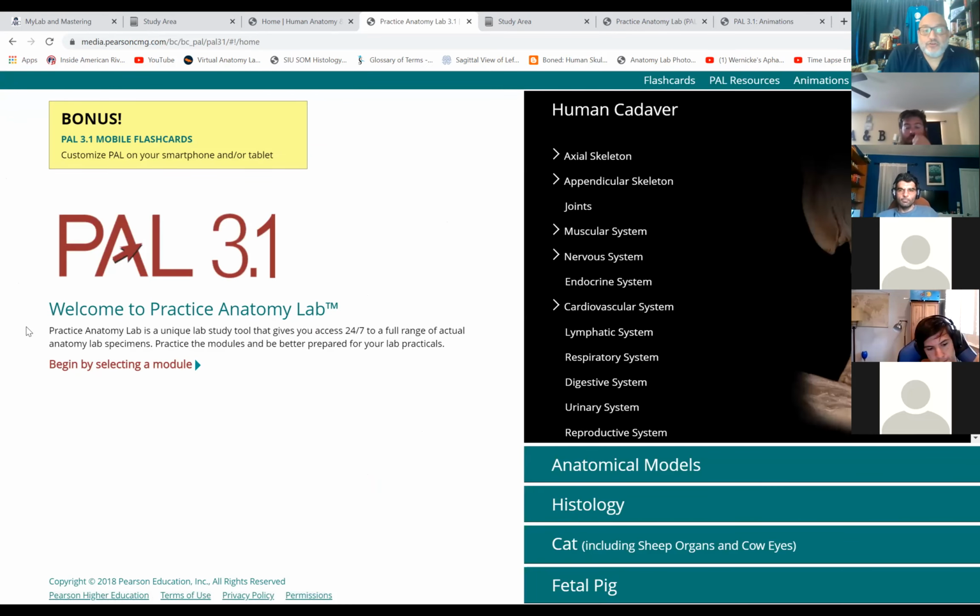You paid good money for these resources. Make sure you're taking advantage of them, because the point is to help you to be successful. So again, notice right here from the start of the PAL, mobile flashcards allow you to customize it and download it to your smartphone or tablet. Great resources here that if you haven't been taking advantage of, please start taking advantage of now so that you can be successful on the exam, because we're running out of points. We're halfway through the class now. So you want to maximize your points, and you want to make your studying as efficient as possible.